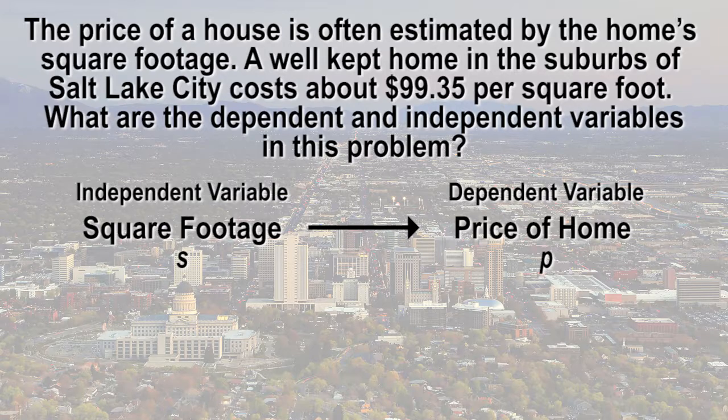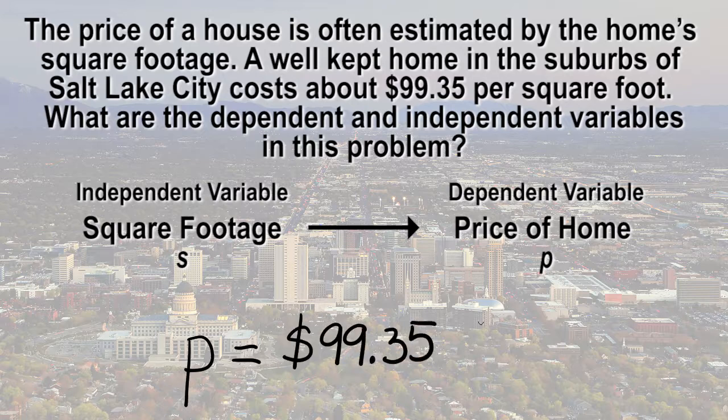We can write an equation to represent this problem. The equal sign in an equation means the same as or equal to. What is the price of the home equal to? The price of the home P is equal to $99.35 times the square footage S of the home. In this equation, P represents the price and S represents the square footage of the home.